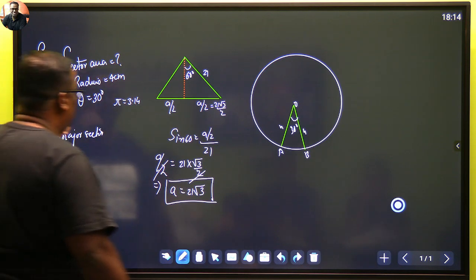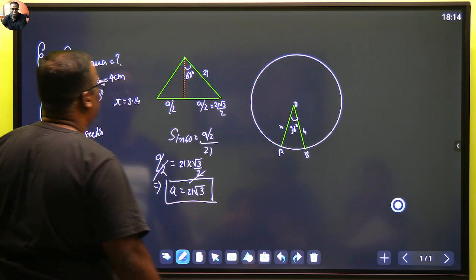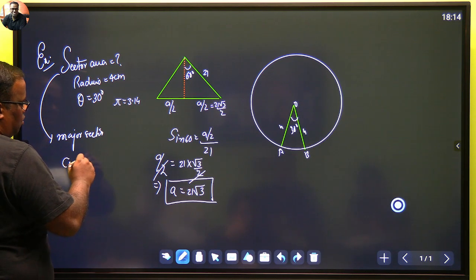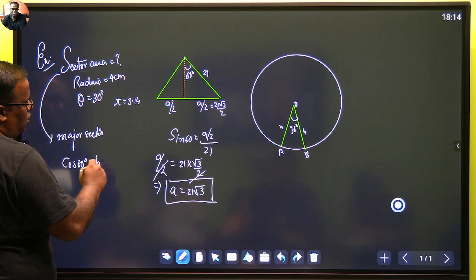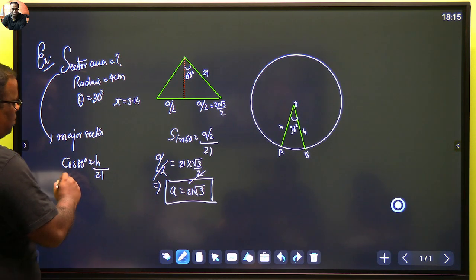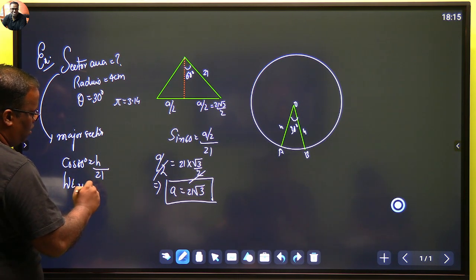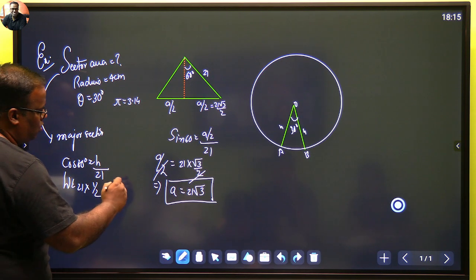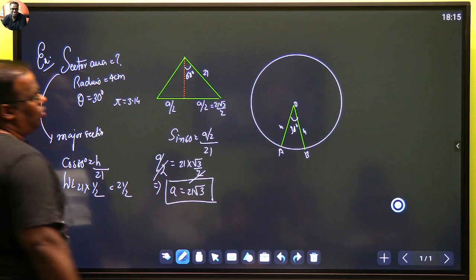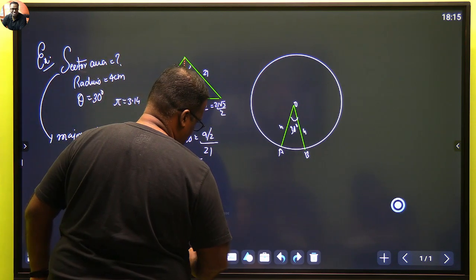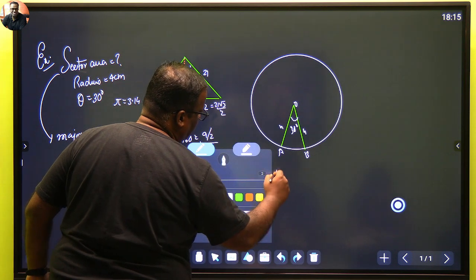And we also need the height. So how do we get the height? In order to get the height, use cos 60. Cos of 60 will be equal to the height h over 21. So h becomes equal to 21 into half, since cos 60 is half, which is equal to 21 by 2. Now you need the area of the triangle.